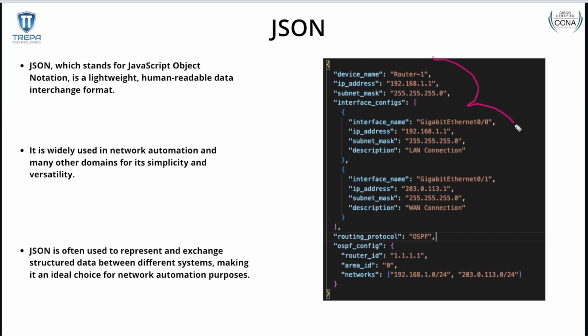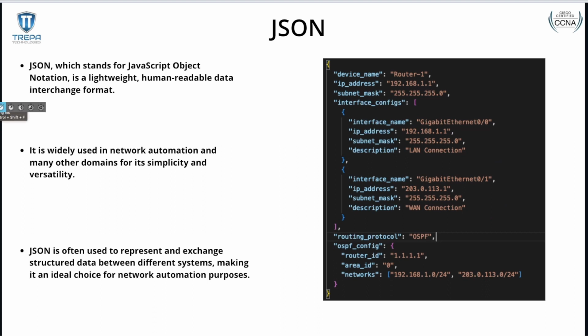Even if you're not a programmer, you don't know how to code, you can kind of tell what this is saying. Okay, the IP address is this. You can kind of tell without knowing what variables, key value pairs, or dictionaries are. It puts it in a human readable format. It is widely used in network automation and many other domains for its simplicity and versatility. And JSON is often used to represent and exchange structured data between different systems, making it an ideal choice for network automation purposes.